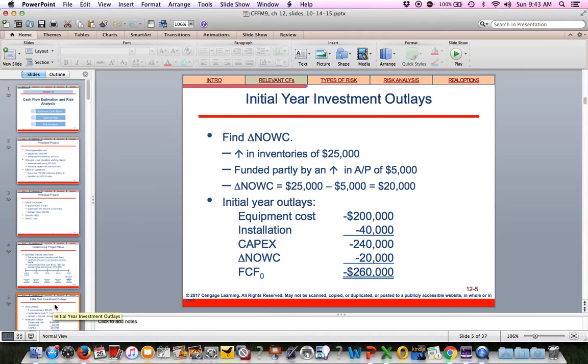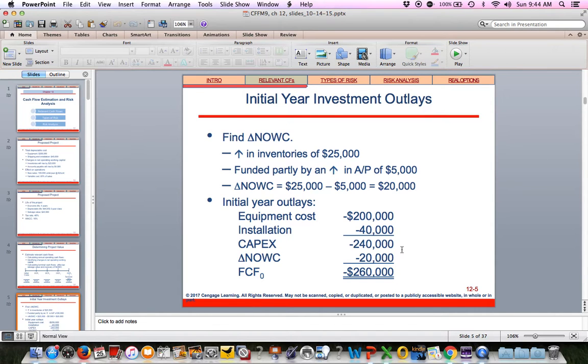Okay, so for the initial year, in year 1, we have to find the change in net operating working capital. Inventory goes up by 25, funded partly by a rise of accounts payable of 5, so that change is 20,000. We are also going to spend 200,000 to buy the equipment and another 40 to install it. So the capital expenditure, the CapEx, is 240. That's everything that we expect to pay to buy the machinery, get it installed, ready to go. So 240 is we flip a switch and it works. That's the whole point of that. So we have to include all those costs to get it ready to work.